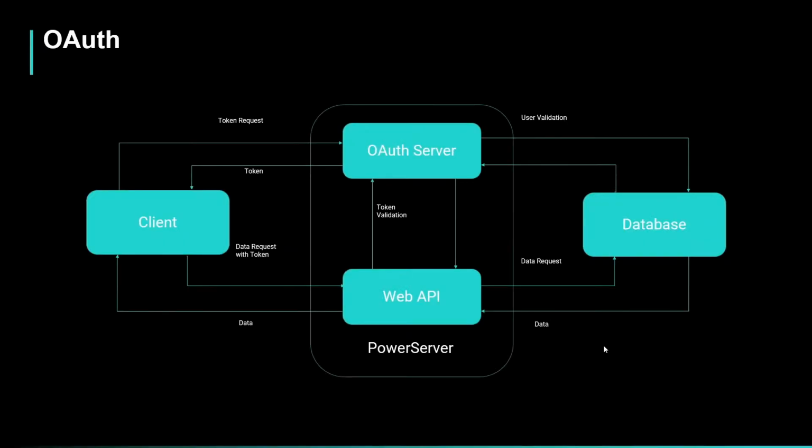Now we're going to look at OAuth, and OAuth is very similar to JSON Web Token. There's a token request going to the OAuth server, and a token coming back. The OAuth server is going to have some means of authenticating the user. The client then takes that token and sends it in with its data requests. The token's validated against the OAuth server. If the token is valid, the web API gets data from the database and sends it back to the client. All very similar, just little minor details on how the call is made to the OAuth server.